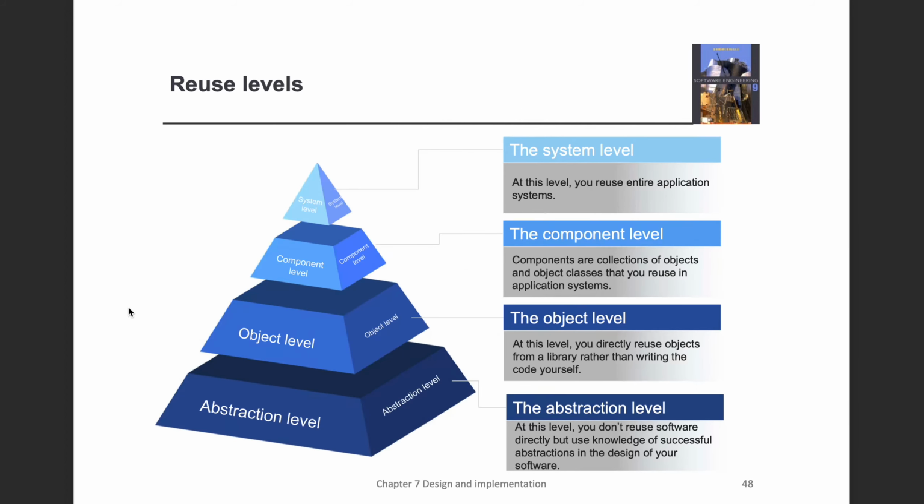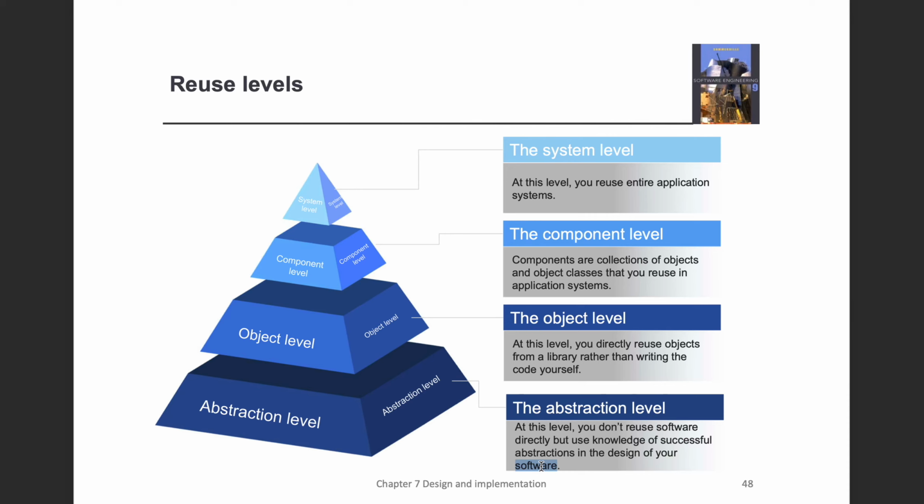So for the reuse levels, we have 4 basic levels. Let's start from the bottom, where we have the abstract level. At this level, you don't reuse software directly, but use knowledge of successful abstractions in the design of your software. So you have knowledge already built up. You are not using the components directly in your application, but you are using the knowledge that has been put there to structure and build your software design from there.